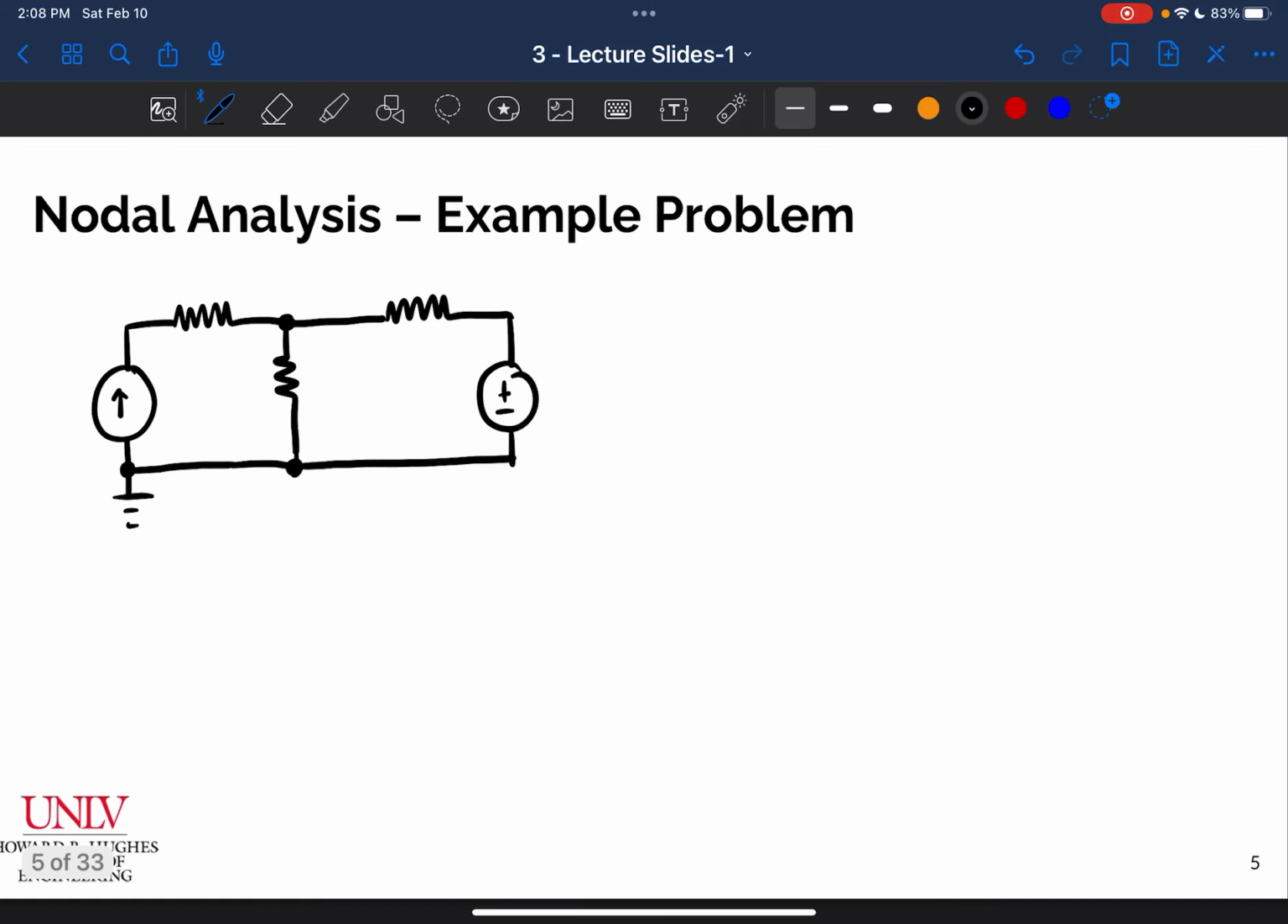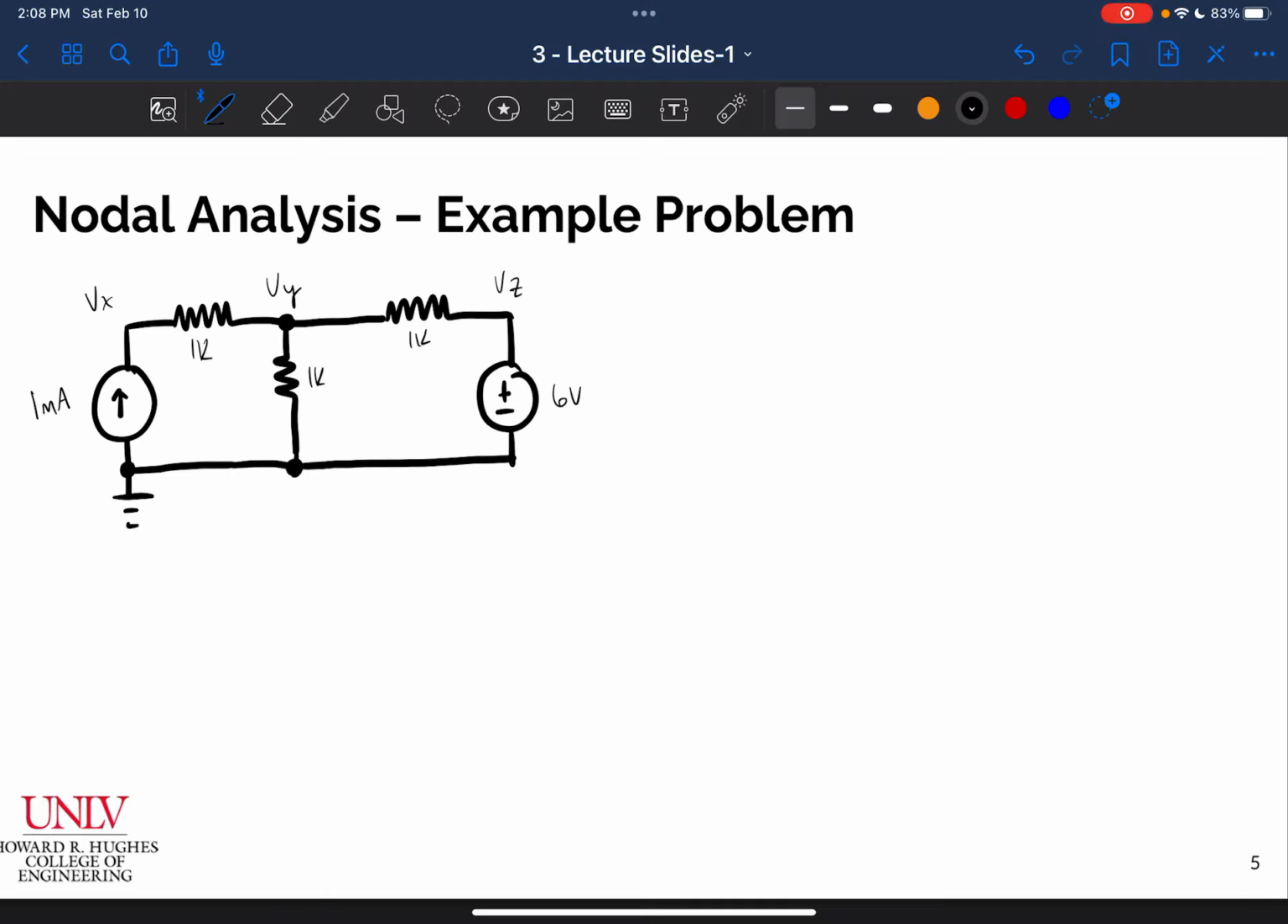Instead of coloring them, we'll call this one Vx, we'll call this one Vy, we'll call this one Vz, and of course we know that this node down here is ground, so I'm not even going to label that. It's already got its little ground symbol. And let's give some values. Let's call this 1 milliamp of current. Let's make this a 6 volt voltage source, and then we'll just go with 1K resistors all the way around.